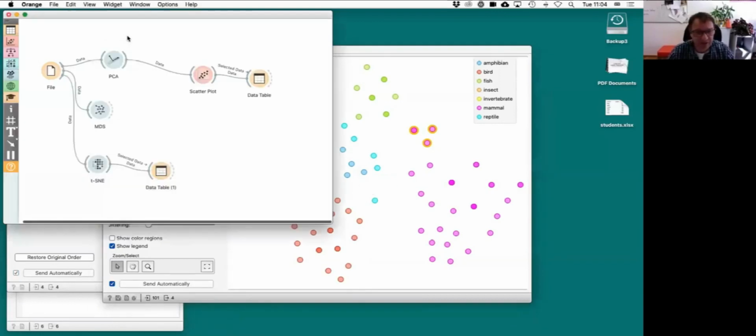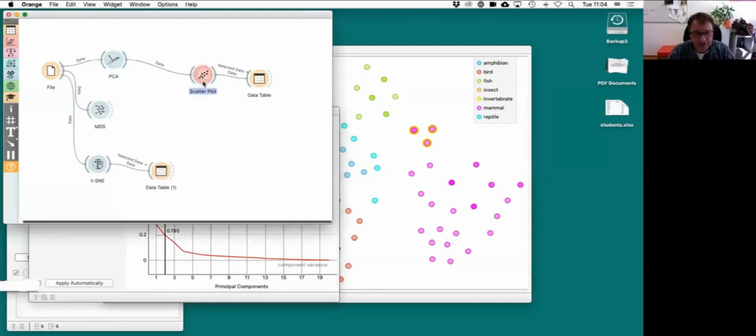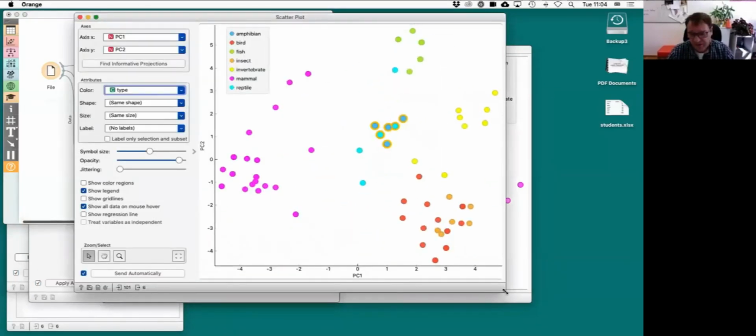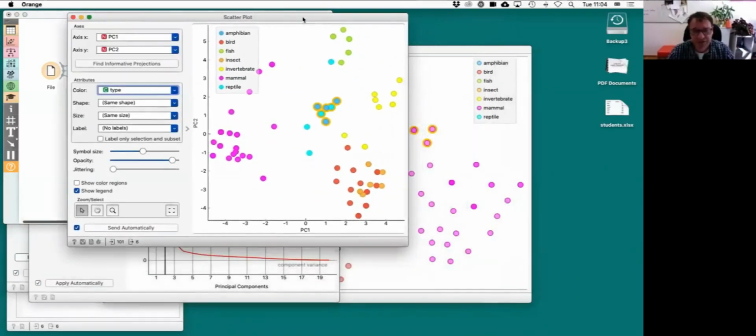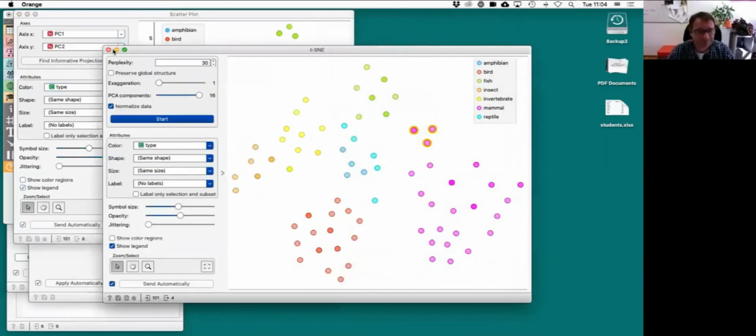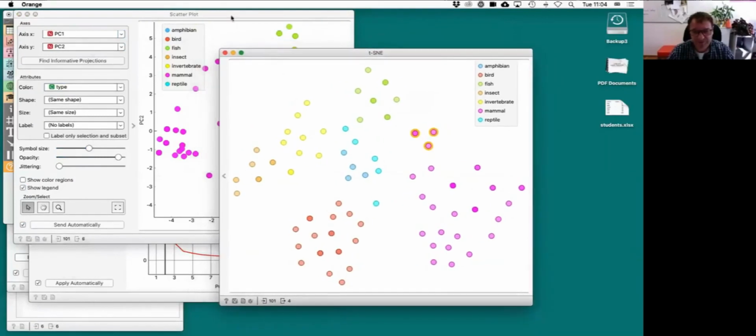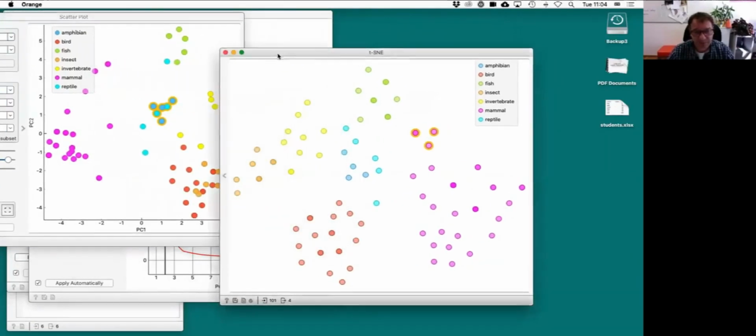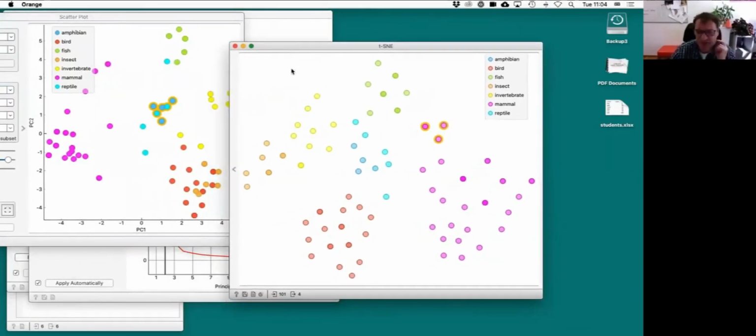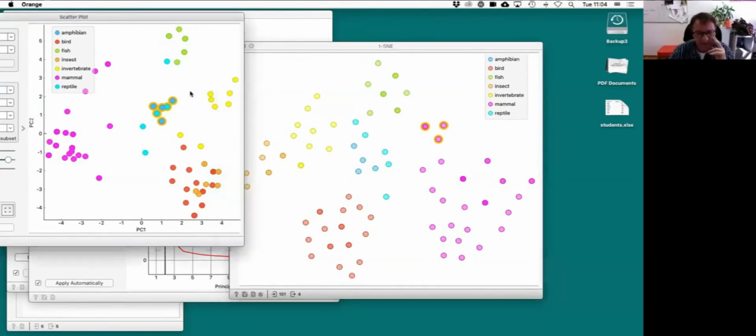So I think compared to the PCA, right? I don't know. I can't decide which one is better. But with small data sets, t-SNE doesn't shine. So with small data sets, I would use PCA. There's not big difference here.